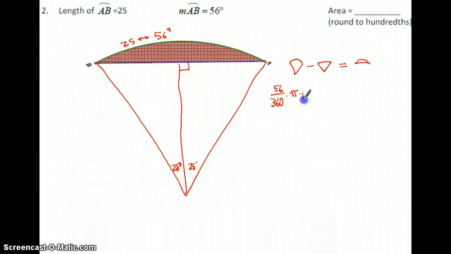So I need to know r squared. This is a half times base times height. And by that I mean this as the height and this whole thing as the base, which you can't really see there, but that's what I need, and that's going to be what I want. Well, I don't have the base or the height or the radius yet, but this 25 is going to help me get it. 25 is arc length.